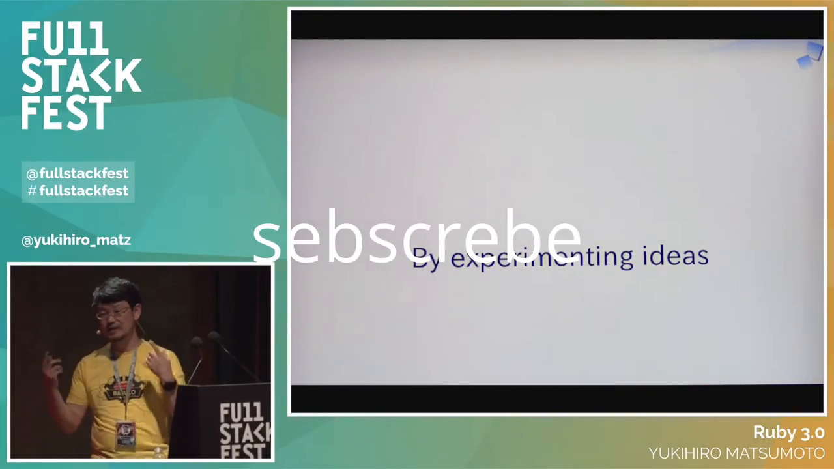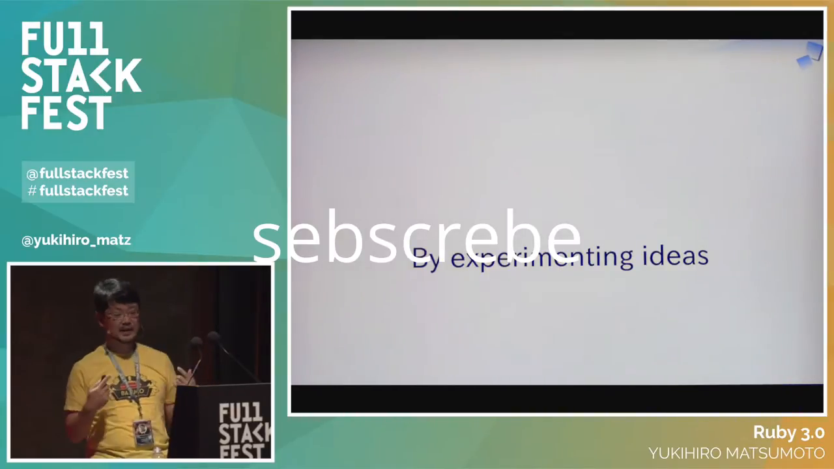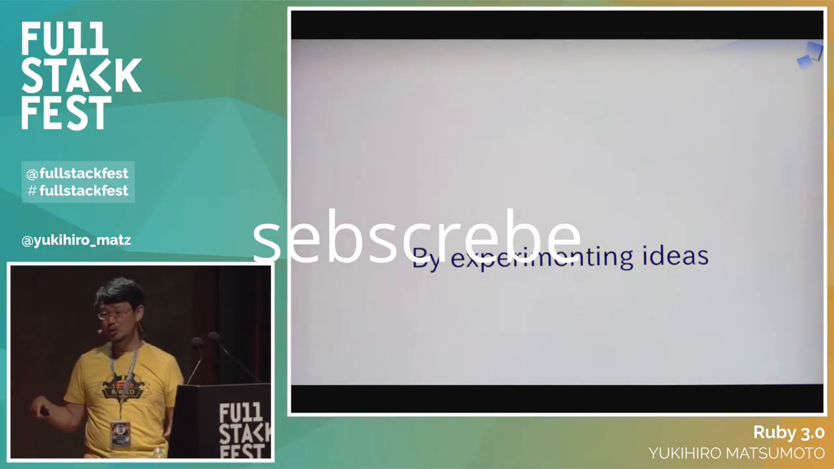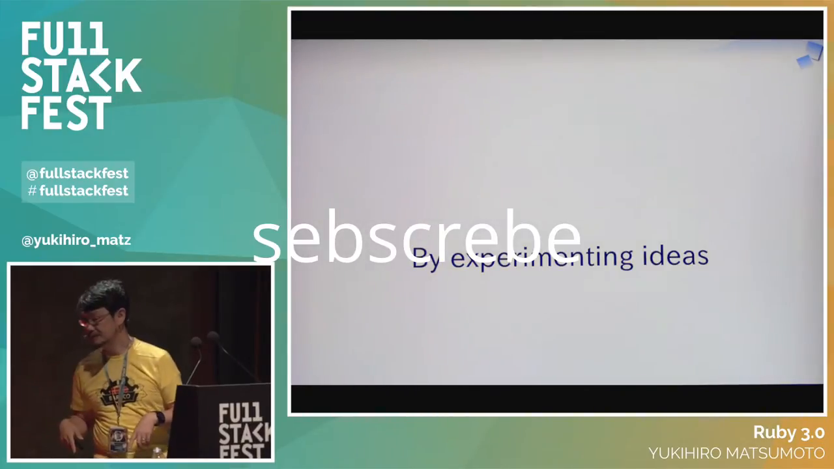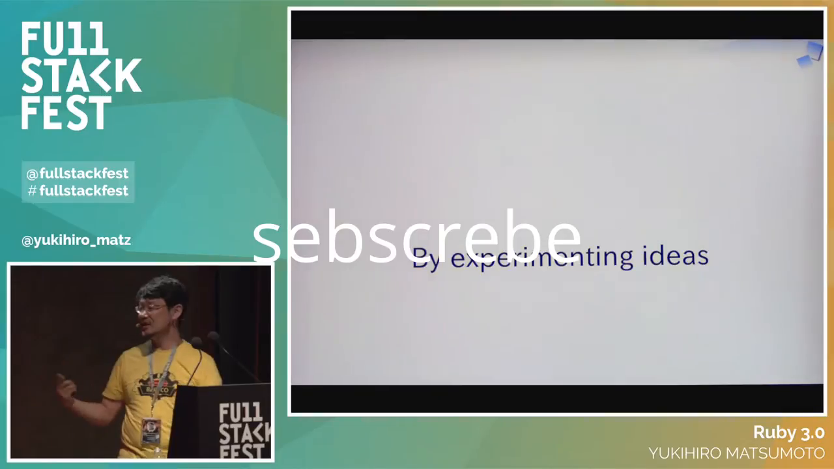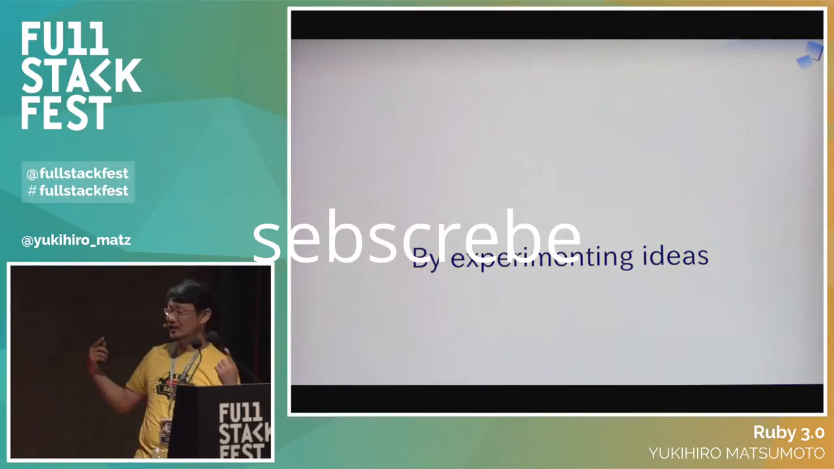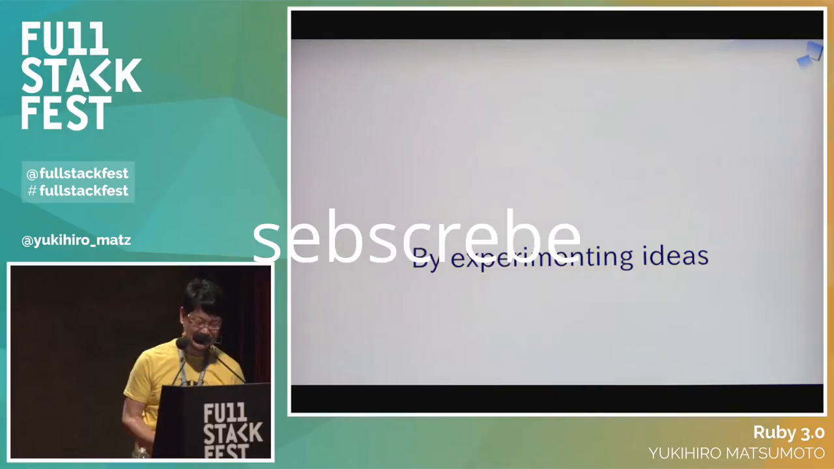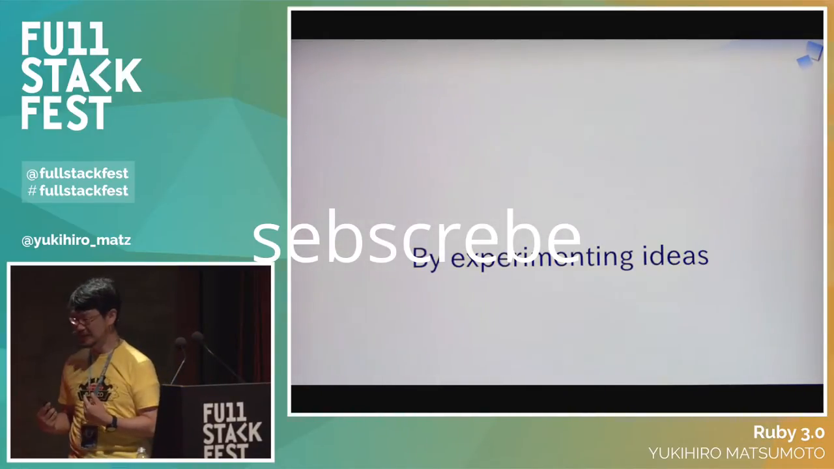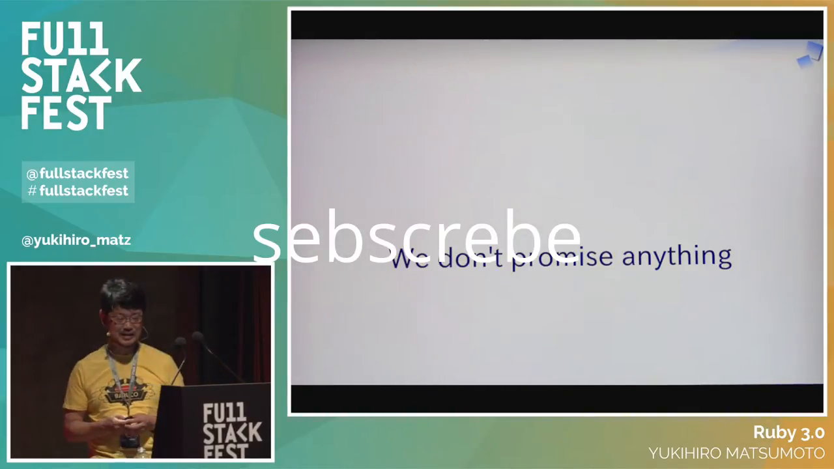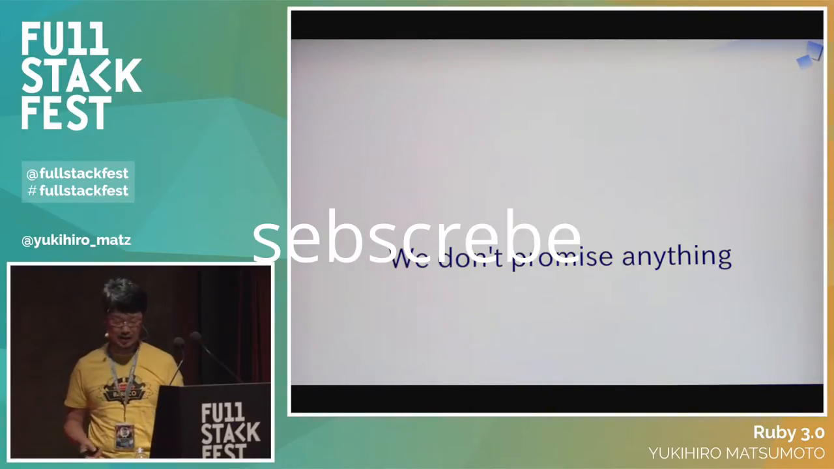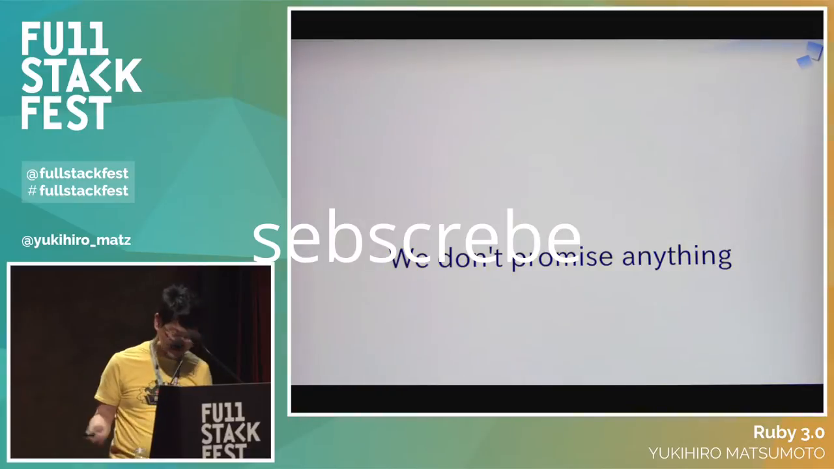But we started from experimenting first. We had some very wild and crazy ideas, a lot of them, but we experimented with them one by one. Then, after they turned out to work nicely, compatible, we will introduce them in Ruby 3.0. So they are experiments. We don't promise anything for Ruby 3.0 yet. We don't promise any plan, schedule, or roadmap or anything.